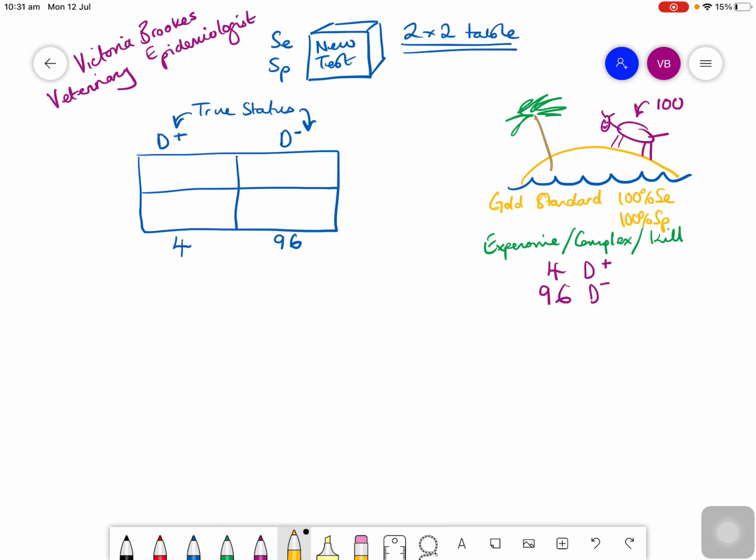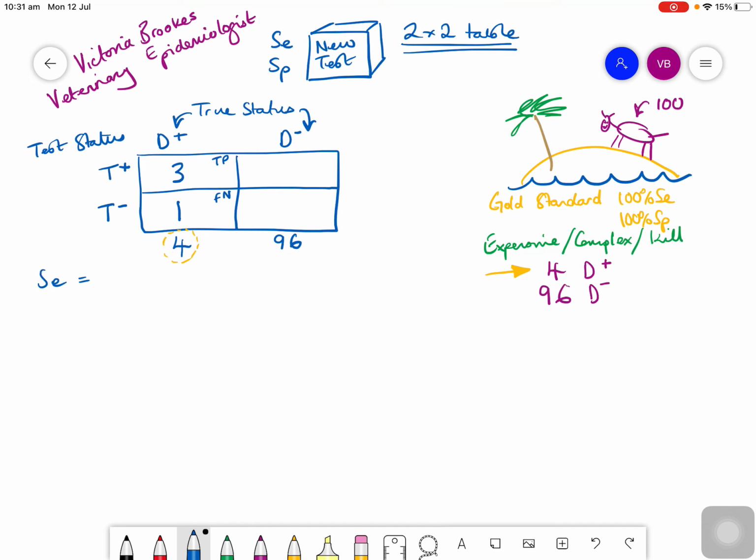So let's try out our new test. So we'll try it out on the disease positive animals first. So our test results go in the rows. So test status. So the top row is the animals that test positive, and this row is the animals that test negative. So out of our ones that we know are disease positive, we find that 3 of them actually test positive, 1 of them tests negative. So these 3 are true positives on our test, and this one is a false negative on our test.